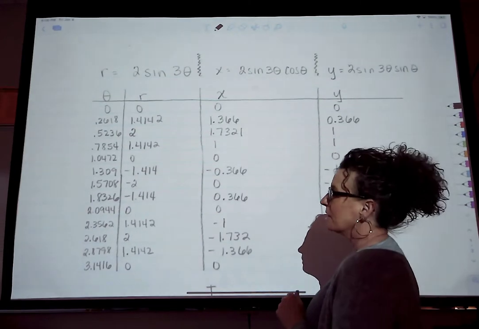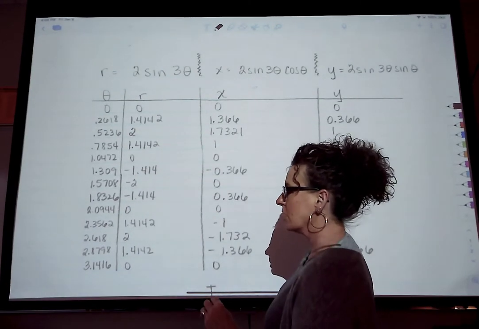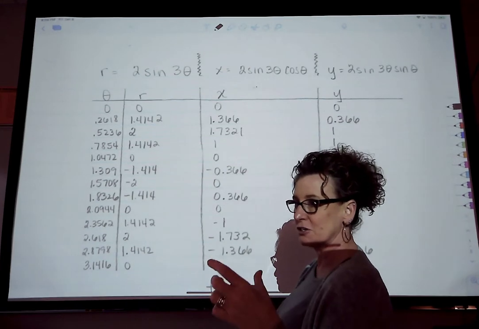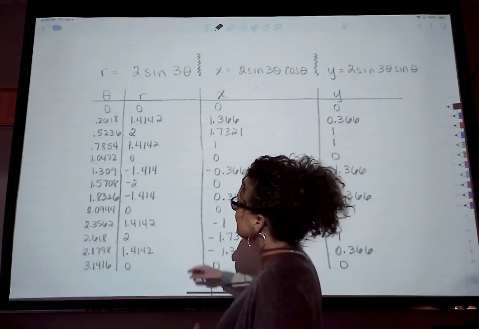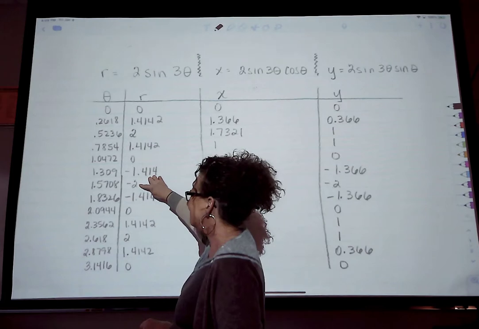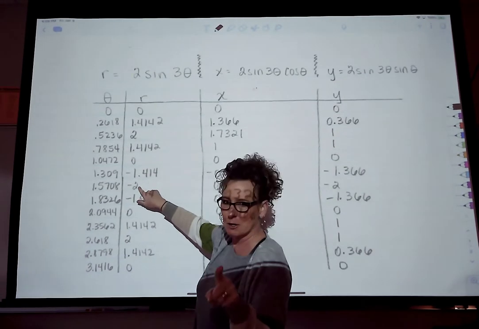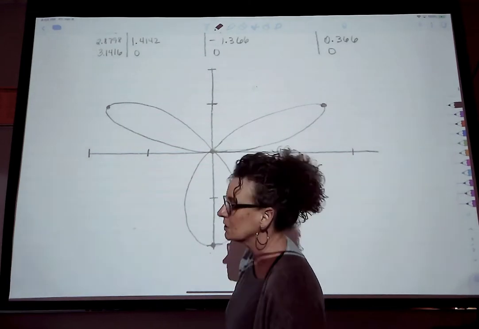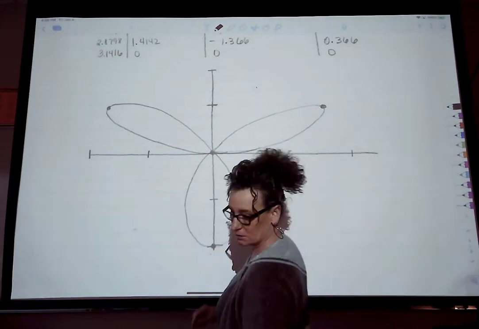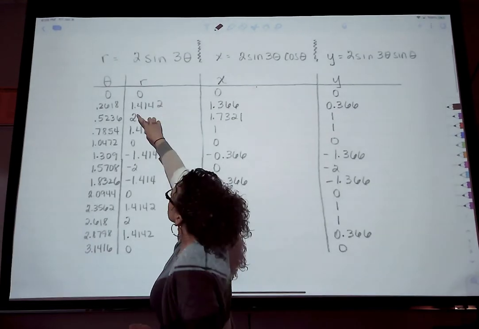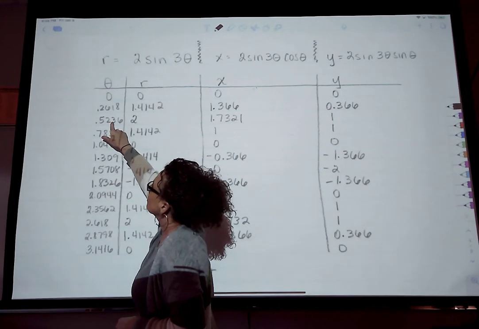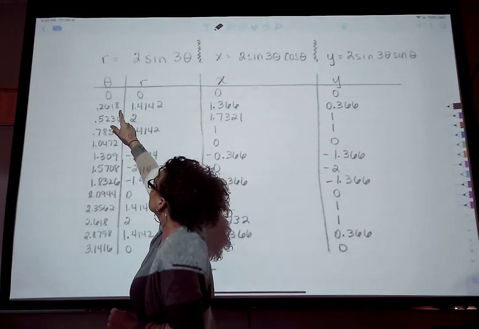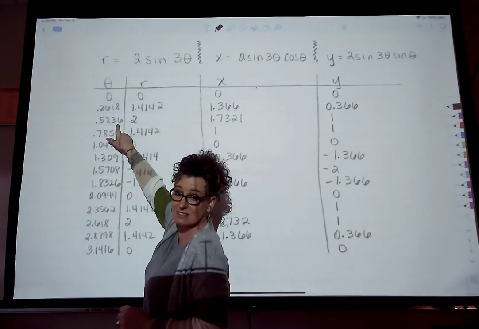Notice when r is the greatest. Remember, r is the distance from the origin to the function. When is r the greatest? Here, I want to talk about this in a minute, and here. So, r is the greatest when my angle is pi, let's see, 1 pi over 12, 2 pi over 6.